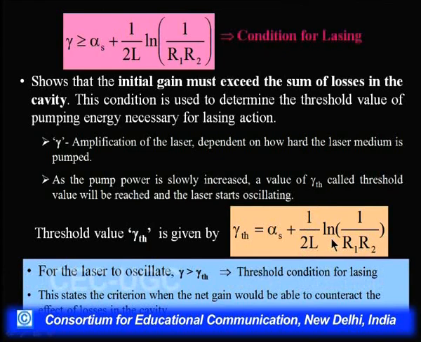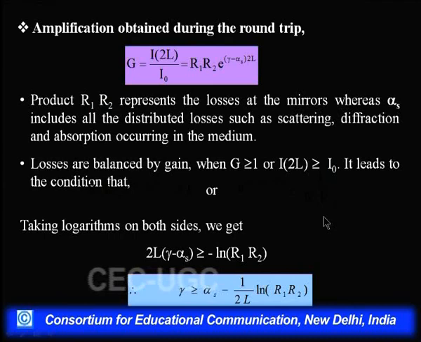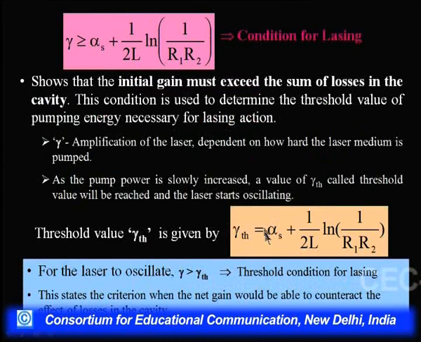We know that R1 and R2 represent the losses at the mirror, and this threshold value, which is gamma TH, defines the amplification and all the losses and the gain in the system. For the laser to oscillate, gamma must be greater than gamma TH. Threshold condition means the value of amplification must be greater than the threshold value so that the lasing action can take place.